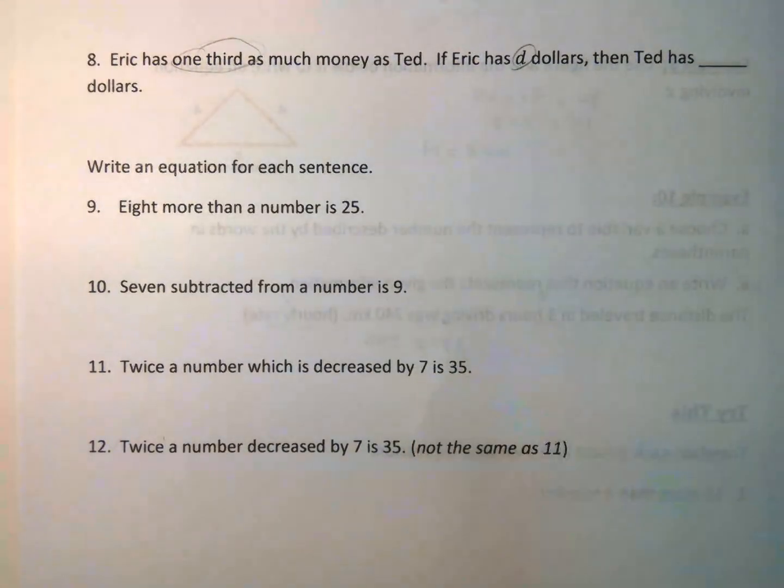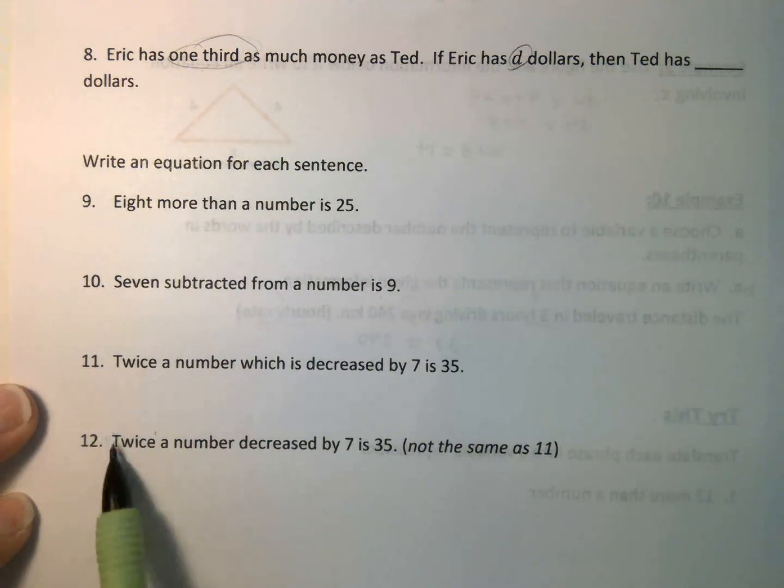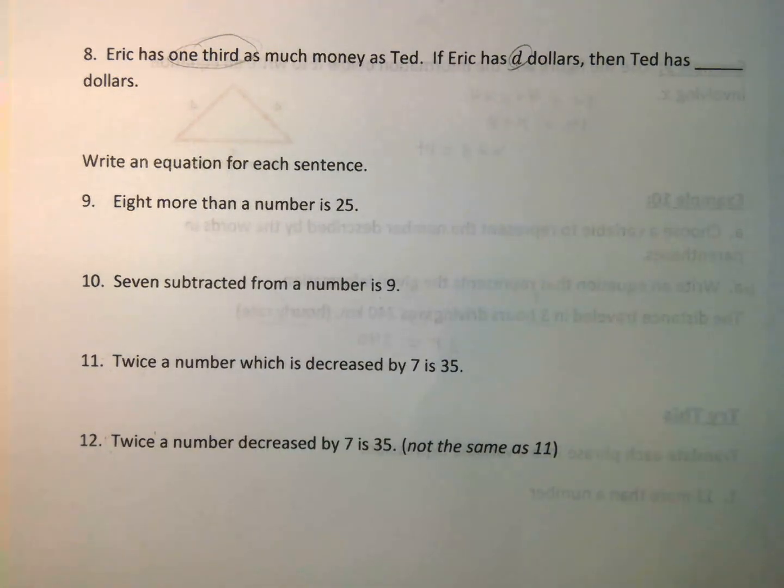And then 9 through 12, you're looking for your is, and you're going to translate these into an equation. Be careful with 11 and 12. They look like they're the same sentence, but they're not. So you're going to have two different equations with that. So you might want to do those two together. Make sure you show all of your work on your paper, and then you're going to put your answers into the Google form.